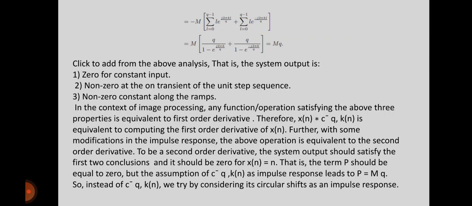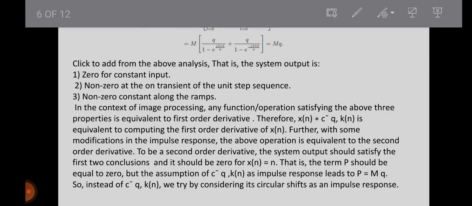should be 0 for x of n equals n. That is, the term p should be equal to 0. But the assumption of C bar q,k of n as the impulse response leads to p equal to mq. So that is, the term p should be equal to 0. Here the term p should be equal to 0, but we are getting it as mq.